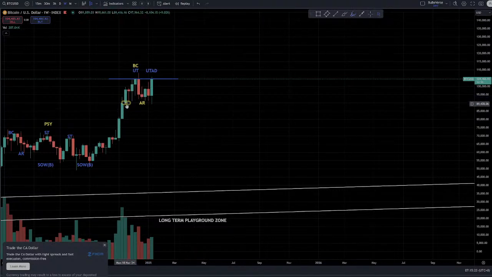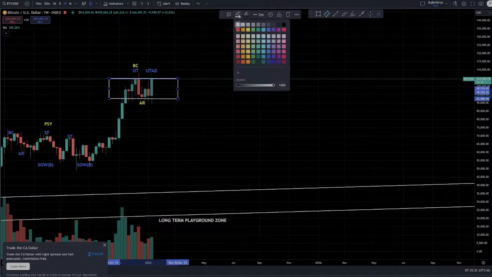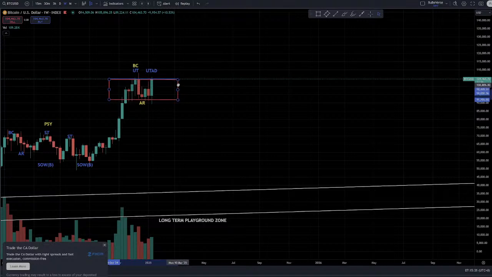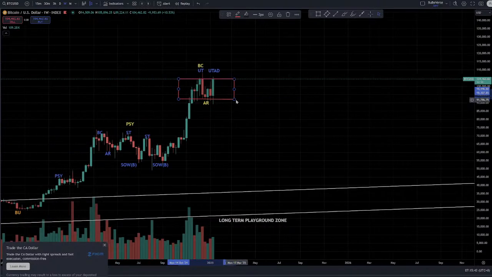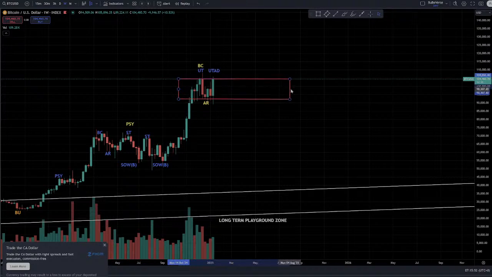So basically, let me remove these and draw a box here. There's a short-term playground zone again, and let me set this to current interval only so it won't mess up the daily. So the price is hovering around these levels. If there's no significant news pushing it higher or lower, then it will still trade horizontally within this pink box.